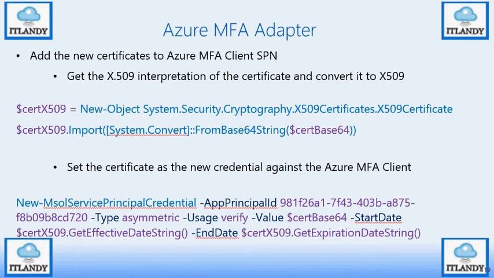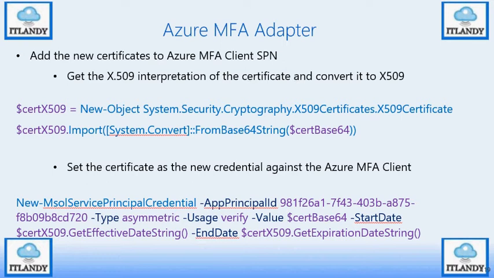Add a new certificate to your Azure MFA client SPN. You can get the X500 certificate and convert it to X509. This is the commandlet for how you can do this. You get the certificate, convert it, and set the certificate as a new credential against your Azure MFA client.